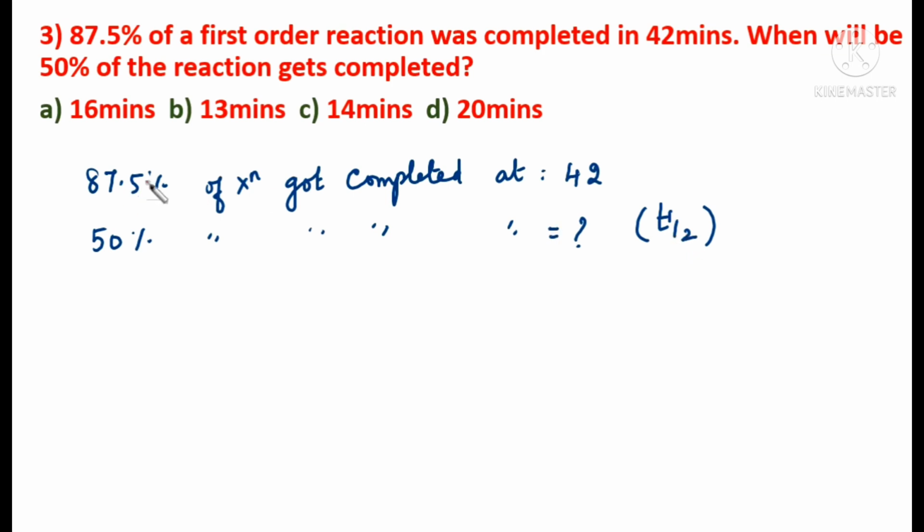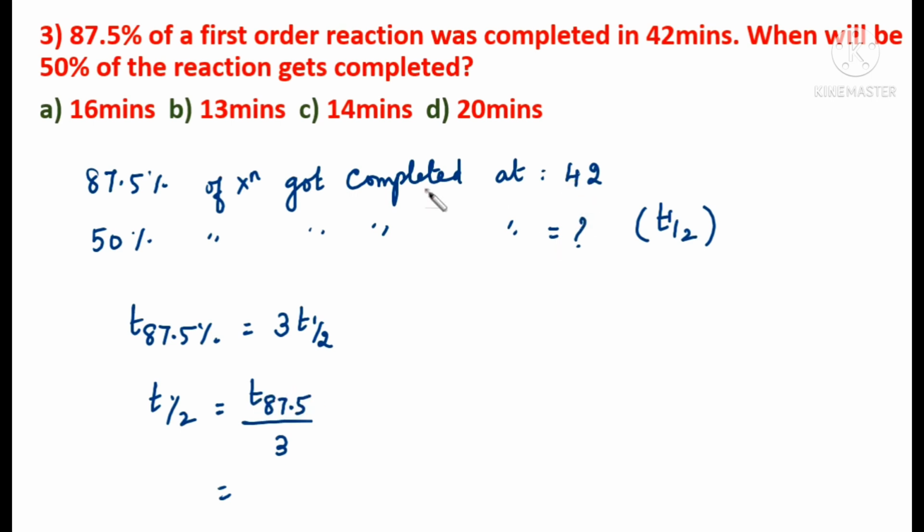So which formula relates? It's nothing but T 87.5 percent is equal to 3 times half-life. Okay, 3 times half-life. So if you want to find out half-life, then you can reshuffle this formula. T half is equal to T 87.5 divided by 3.